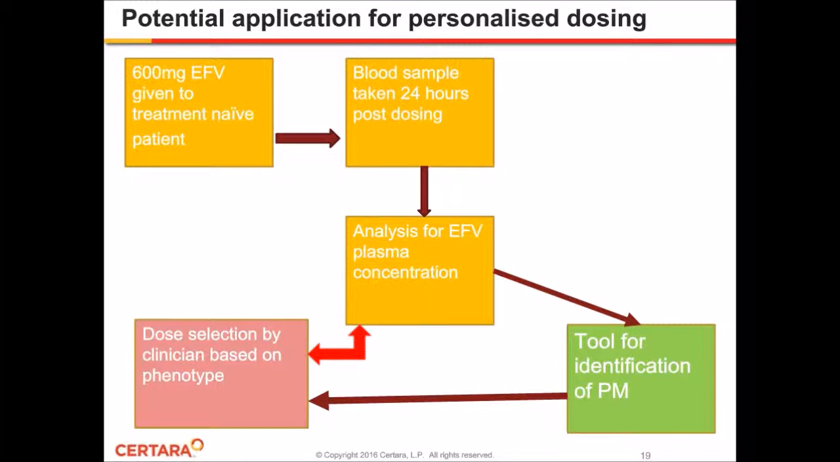And depending on whether the patient is identified as a poor metabolizer or not, the clinician can make an appropriate decision on the dose selection for that patient. But of course, once that is done, we'd expect the clinician to do a plasma concentration at some stage just to ensure that that dose was in fact appropriate for the patient.